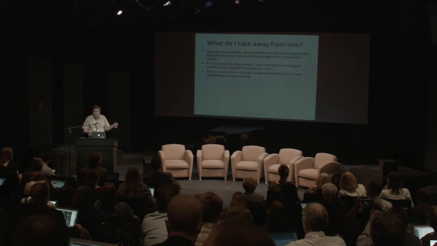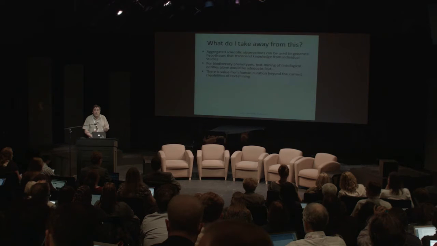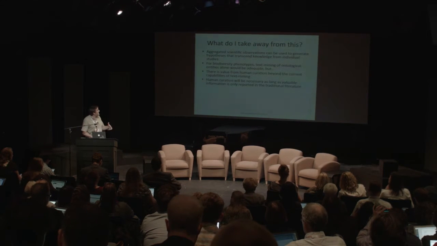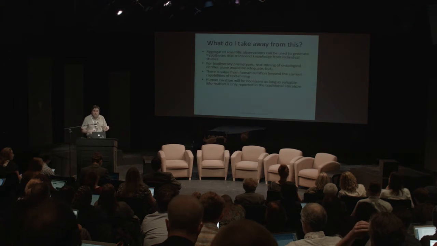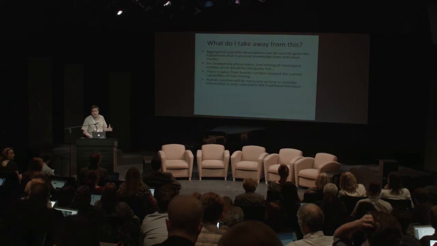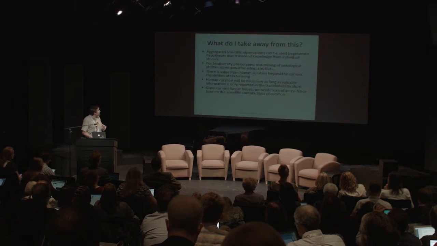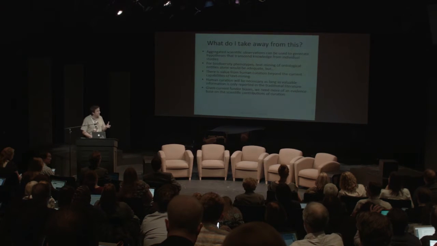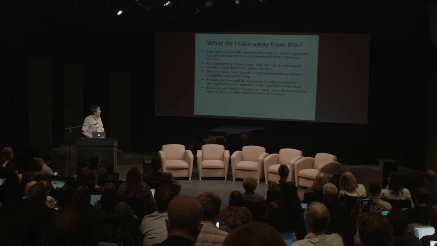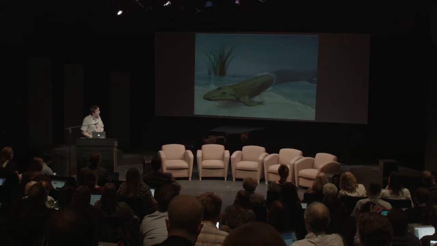We can't capture all those relationships with text mining alone. That requires human expertise. And human curation is going to be necessary as long as this kind of valuable information is only reported in traditional literature, and that's going to be the case for years to come. So given current funder biases against curation, which many here are familiar with, we need more of an evidence basis on the scientific contributions of curation like this, and so I'm very happy that the results turned out the way they did. Thanks.